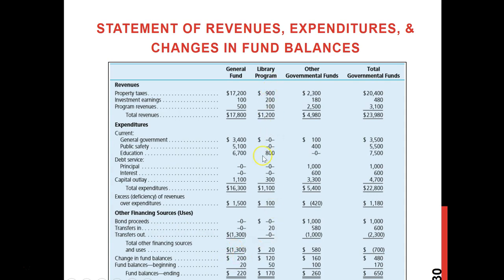Again, for the library program column, you will see the same thing. They have their regular revenues related to this fund or program, then their expenditures, and then revenues minus expenditures, whatever the excess of revenues over expenditures, and if they have any other financing from other sources, they will show their net changes. So remember, please, this is focusing only on the current year.